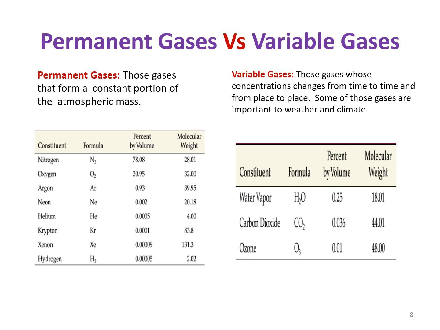Due to long residence times, permanent gases constitute the bulk of the atmosphere mass. These gases that form a constant proportion of the atmospheric mass include nitrogen, oxygen, argon, neon, helium, krypton, xenon, hydrogen, and so on. And the variable gases are those gases whose concentrations change from time to time and from place to place. Some of these gases are important to weather and climate, like water vapor, carbon dioxide, and ozone.